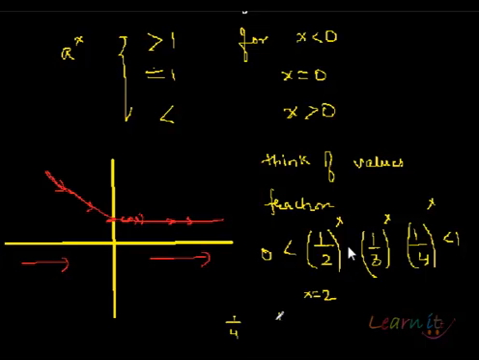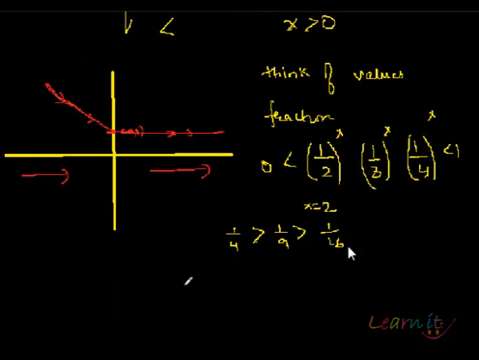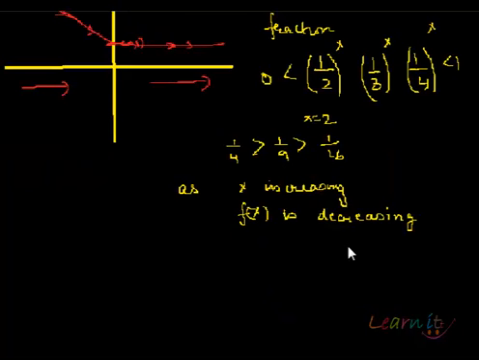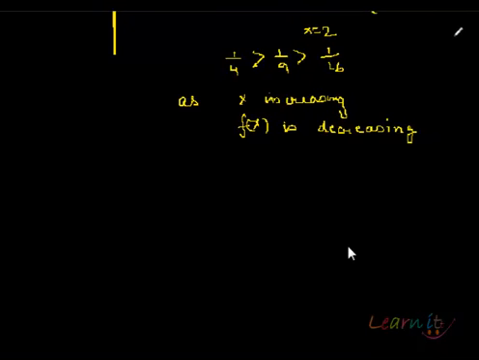Now, say x equals 2. Then 1 by 4, 1 by 9, 1 by 16. Now 1 by 4 is greater than 1 by 9, which is greater than 1 by 16. See, because the denominator is increasing, as I said, the fraction is decreasing, right? So as x increases, f(x) is decreasing when a is a fraction between 0 and 1.